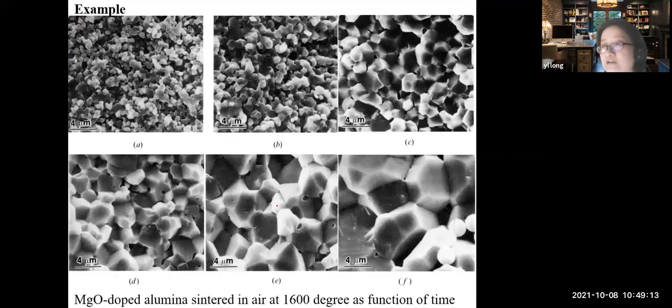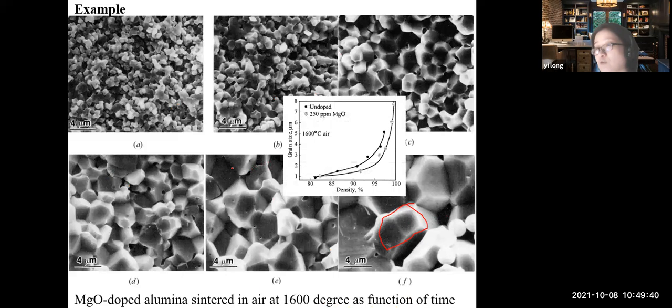Okay, so let's continue. This is a very good example to share with you what grain growth is. At the very beginning, you can see the grain does not really grow, so it becomes densified. Then with longer time, because this is magnesium aluminate sintered in air as a function of time, it becomes bigger and bigger. This is the grain size becoming bigger and bigger, and this is one grain, bigger and bigger. So these are real pictures.